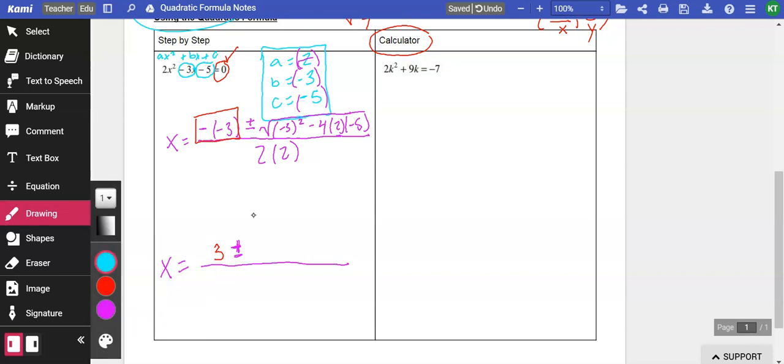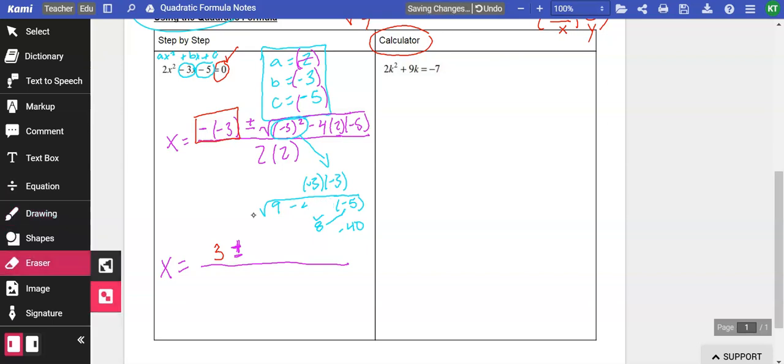We have negative 3 squared. Well, that's negative 3 times negative 3, which would be positive 9. So now we have the square root of 9 minus 4 times 2 times negative 5. Well, what is 4 times 2? 4 times 2 is 8. And then 8 times negative 5 is negative 40. So we can replace this piece with negative 40.